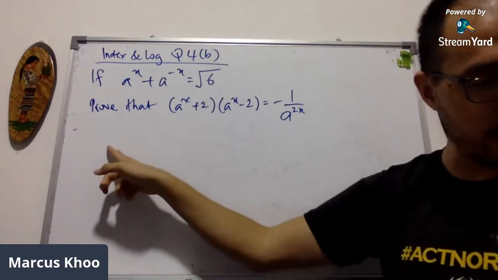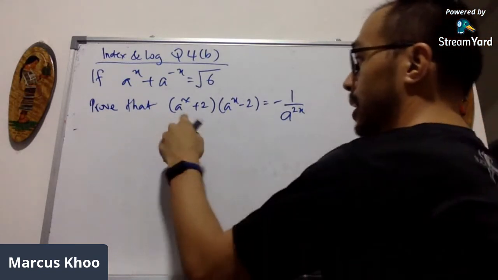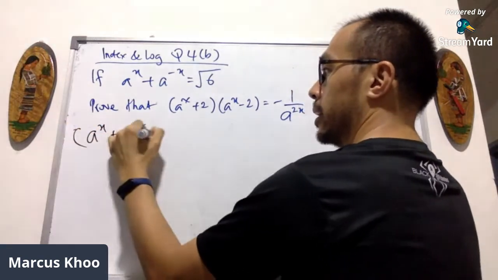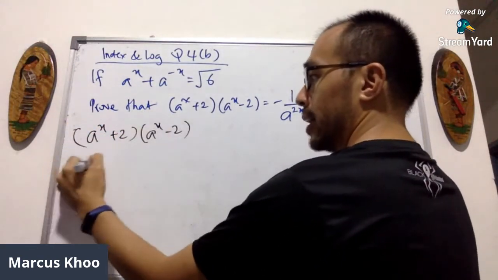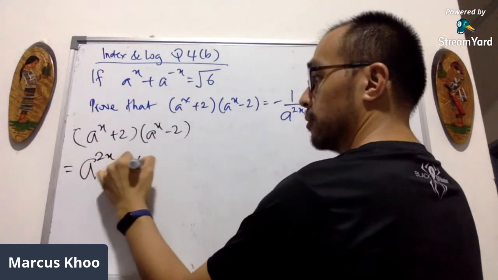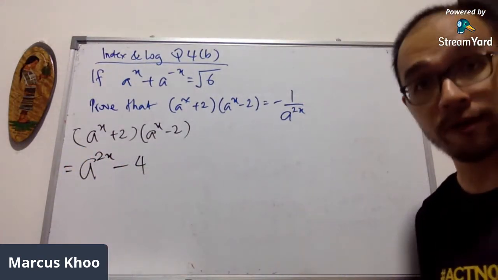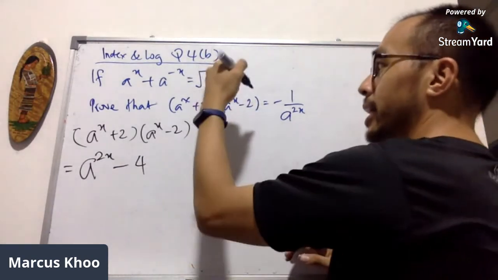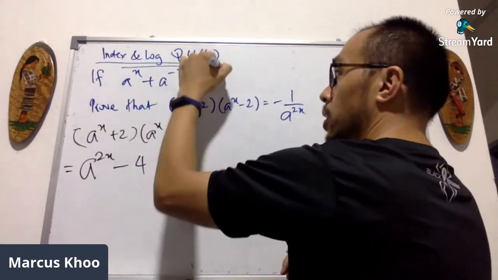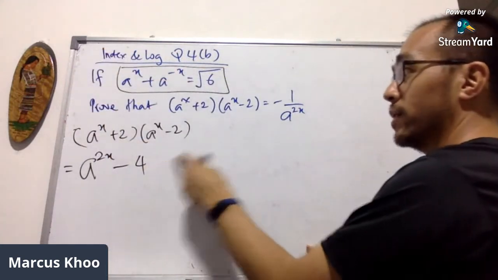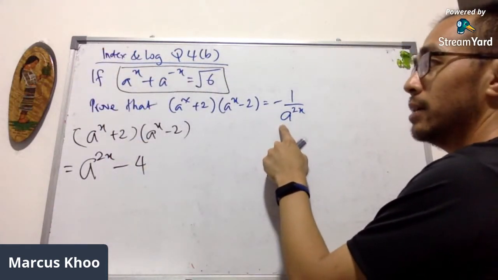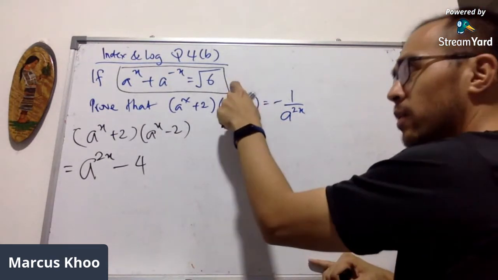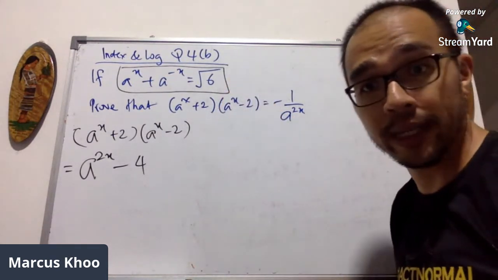So just now I was solving this part and I said that after I settle this part, ax plus 2 and ax minus 2, I'll get a to the power of 2x minus 4. And then I'm stuck. I still don't know what to do after that. Okay, so then they give us this thing, which means that I somehow have to convert this into this. This is my start, this is my finish. I will convert this into this, and I somehow have to use this information given over here.